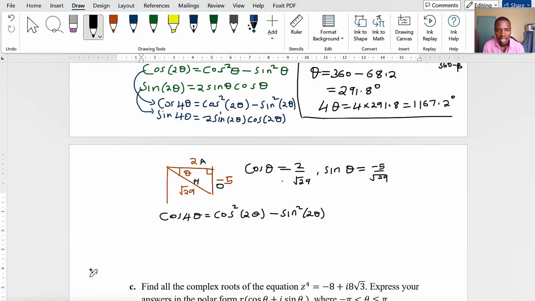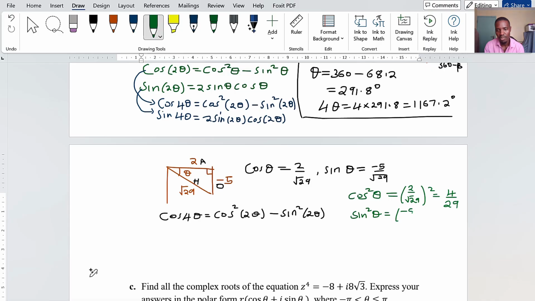So this might take us long, but let me see the shortcut. I have cos squared theta, which is the bracket 2 over root 29 squared. This is simply 4 over 29. And then sine squared theta, we square negative 5 over root 29, because sine theta is that, so you square. That gives us positive 25 over 29.